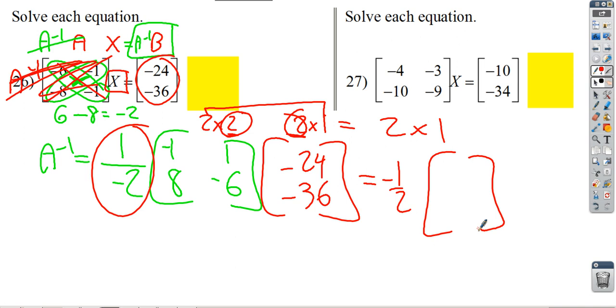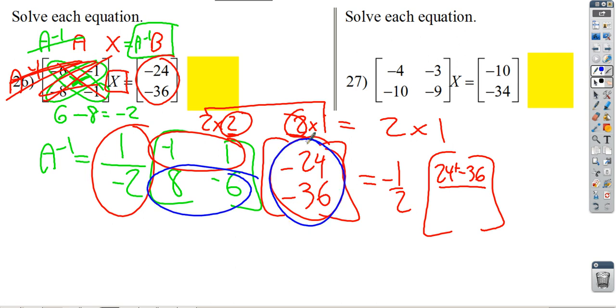Okay, so let's do this. So we have first row, first column. Here's the first row, here's the first column. Negative 1 times negative 24 is 24. And 1 times negative 36 is negative 36. That's a plus negative 36. Okay, then we have the second one. The second one is going to be second row, first column, which is right here. 8 times negative 24 is negative 192, and negative 6 times negative 36 is plus 216.